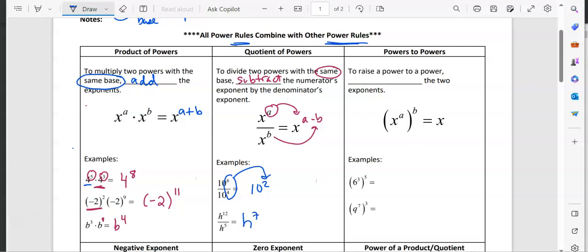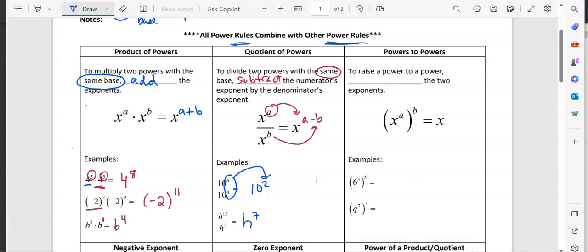So again, you might be asking yourself, what happens if I have h to the 5th over h to the 12th? That's a different question here because I'm going to end up with a negative, and we will talk about negative exponents as well. So we can use that quotient rule that we just discussed in combination with another rule.